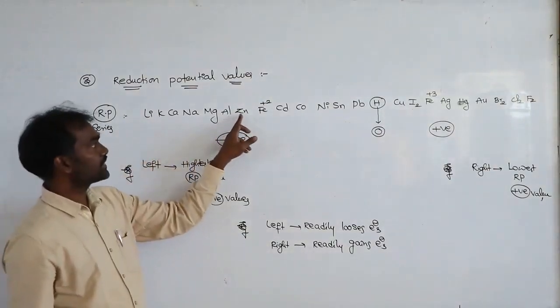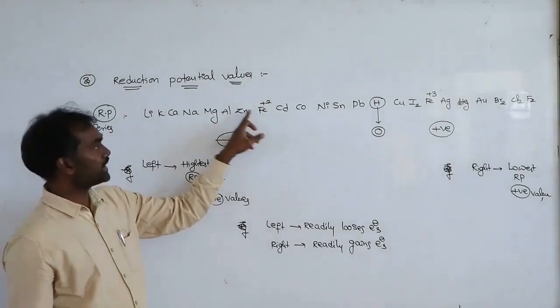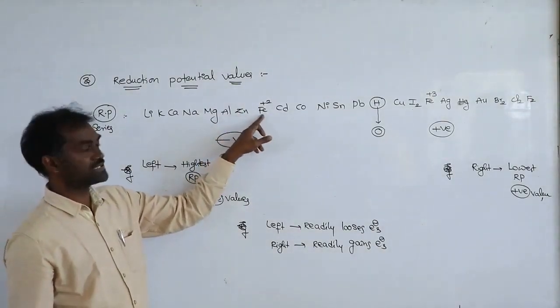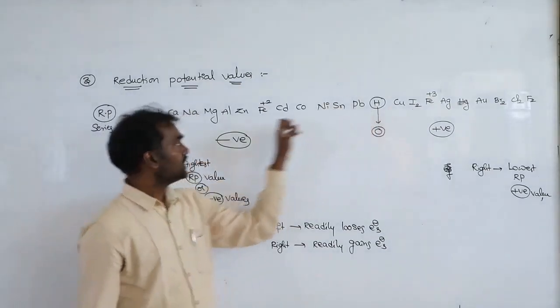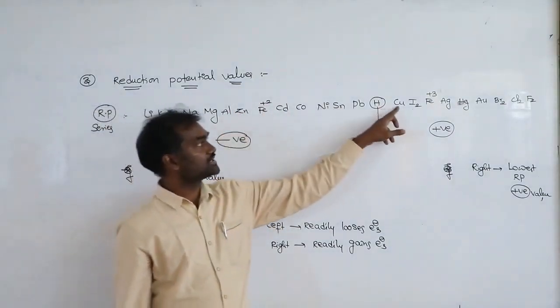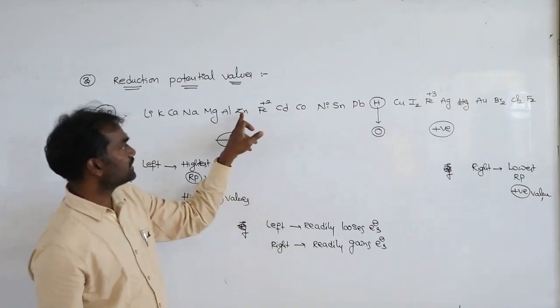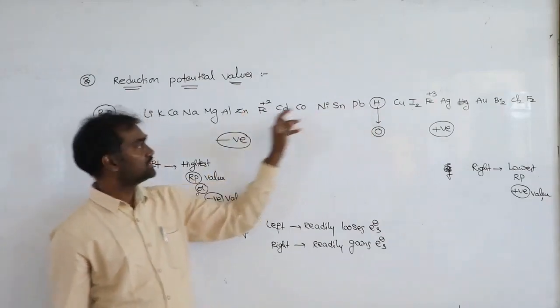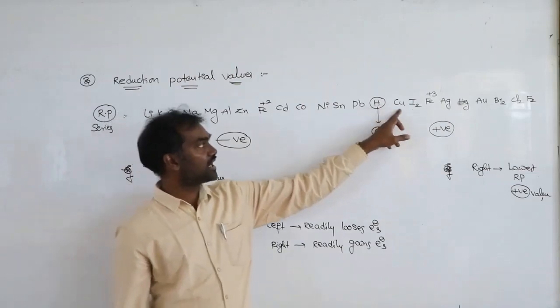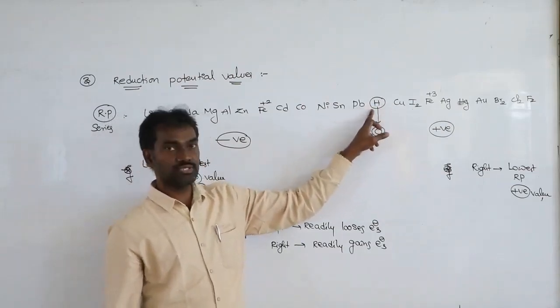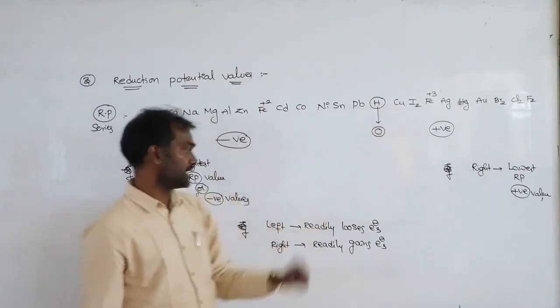Suppose zinc and iron plus 2. Zinc loses electrons, iron takes electrons. Zinc and copper: zinc loses electrons, copper takes electrons. Zinc and hydrogen: zinc loses electrons, hydrogen takes electrons. Hydrogen and copper: hydrogen loses electrons, copper takes electrons.